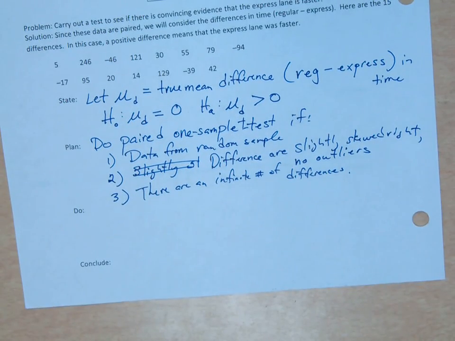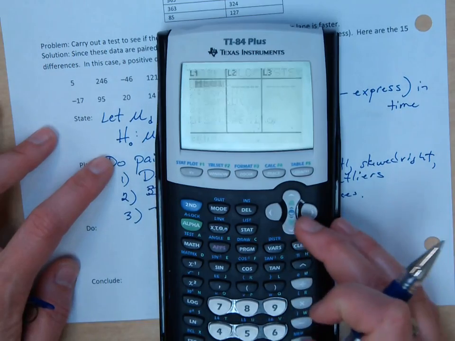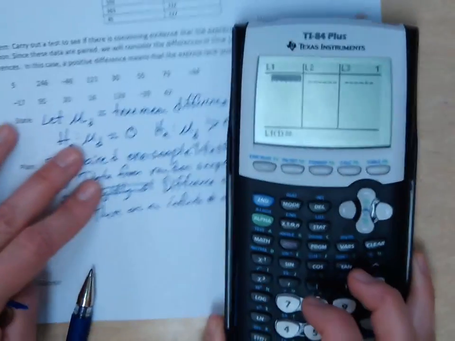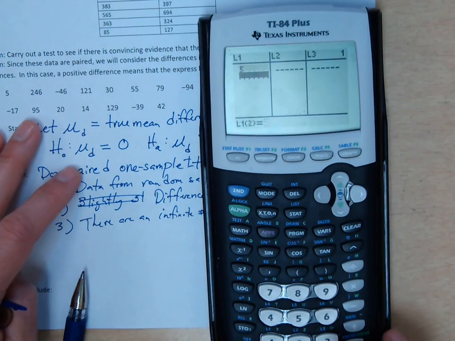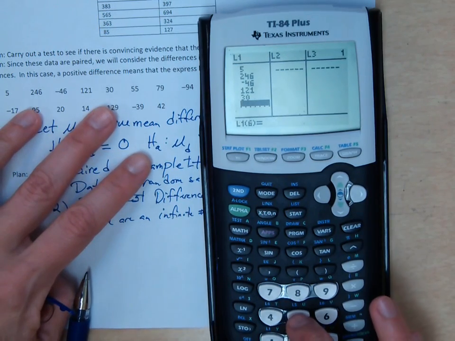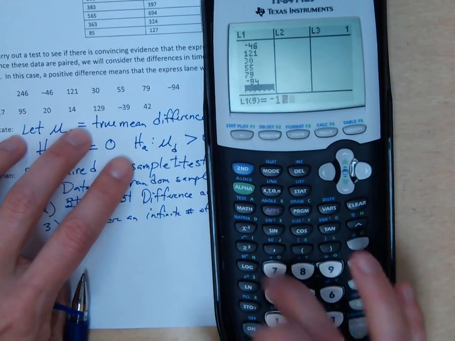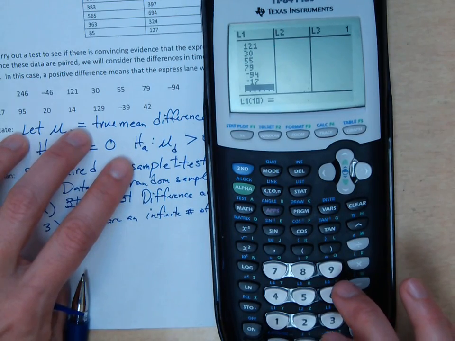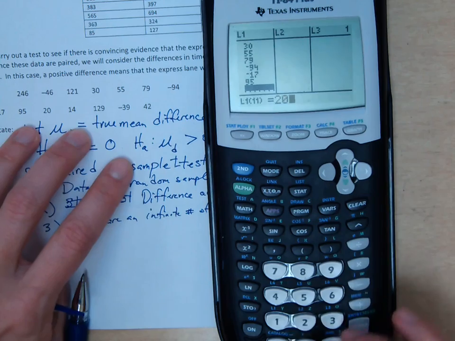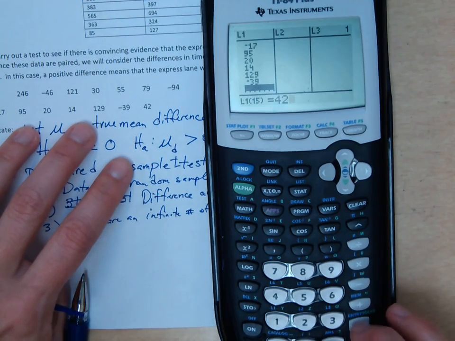So let's type those in so we can get the mean and the standard deviation. So second plus 712, clear that. We're going to type in these differences in edit L1. So we have 5, 2, 4, 6, negative 46, 121, 30, 55, 79, negative 94, negative 17. You're doing this too, right? 95, 20, 14, 129, 9, 42.